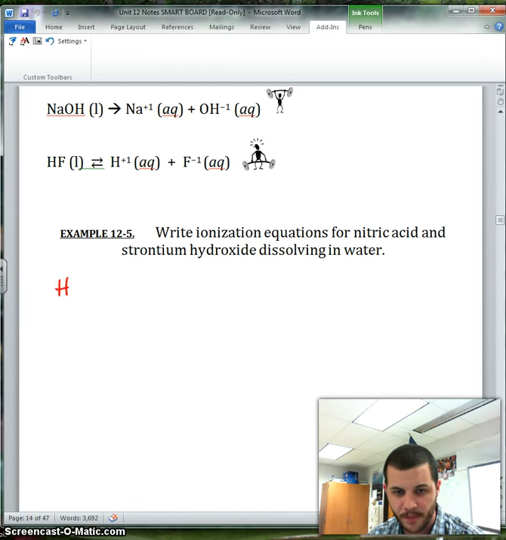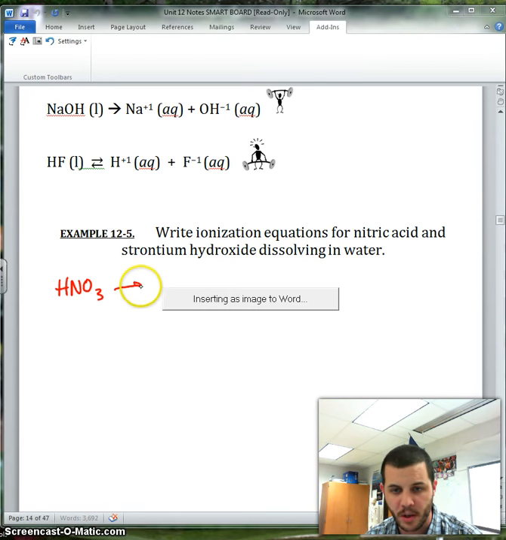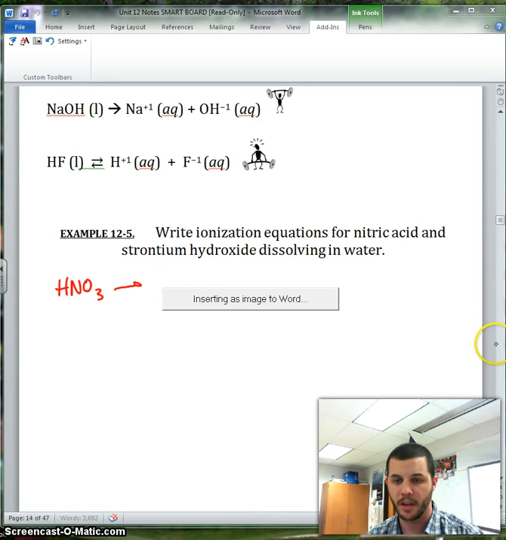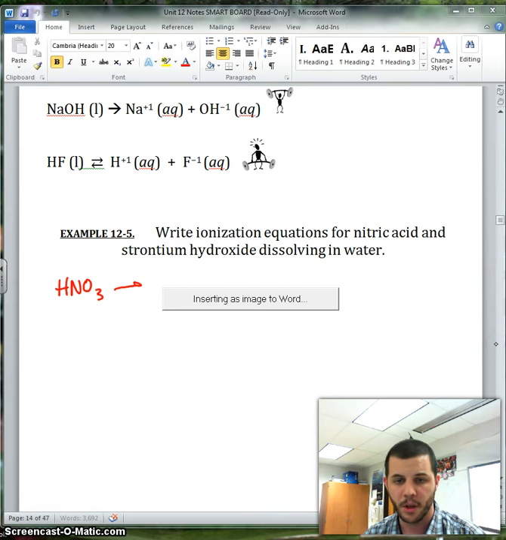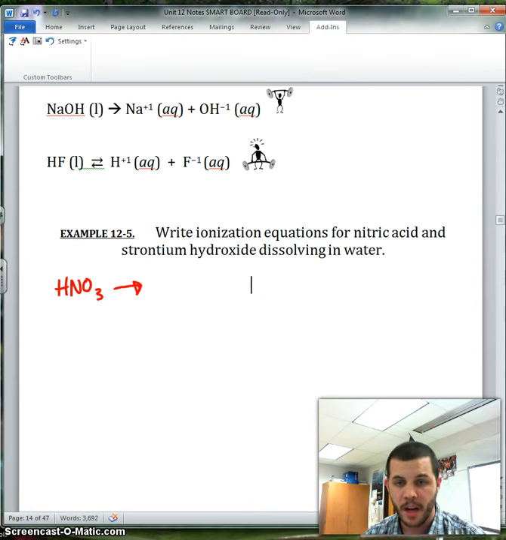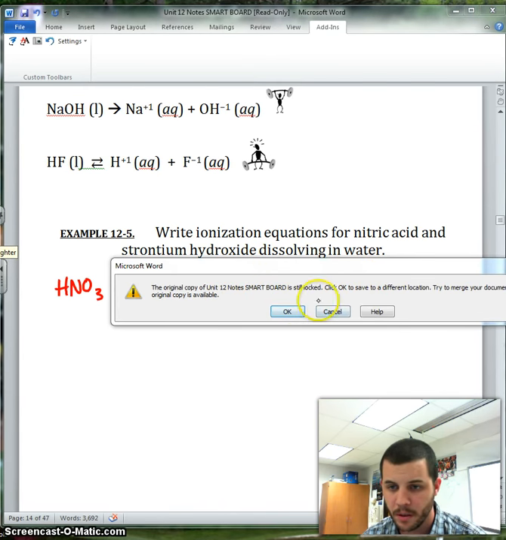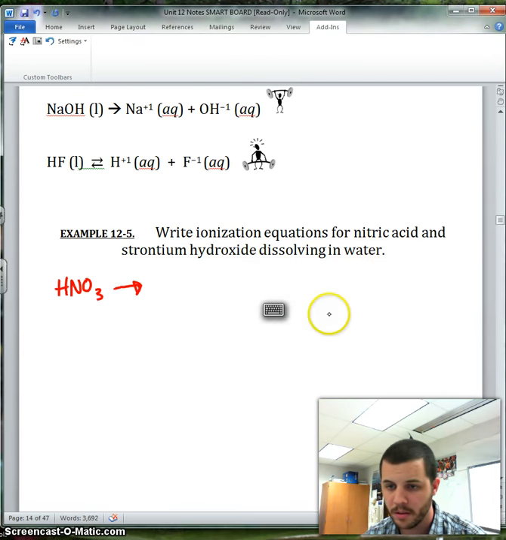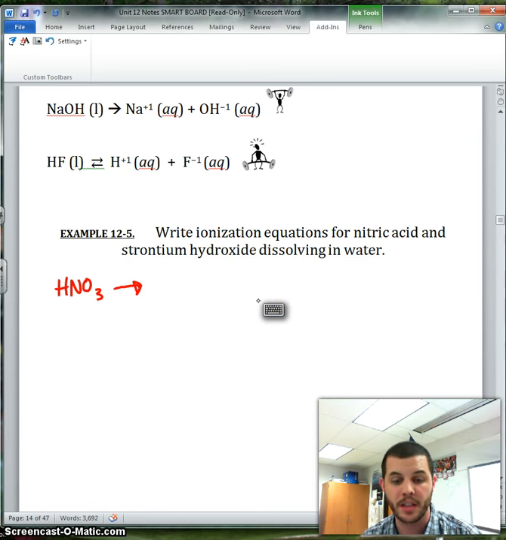So I've got HNO3, and that's going to 100% dissociate. And since it 100% dissociates, I'm going to go ahead and put just a single arrow. Okay, since that's going to 100% dissociate, I'm going to put a single arrow, and that's going to dissociate into hydrogen ions. And that's going to be aqueous, plus nitrate ions.